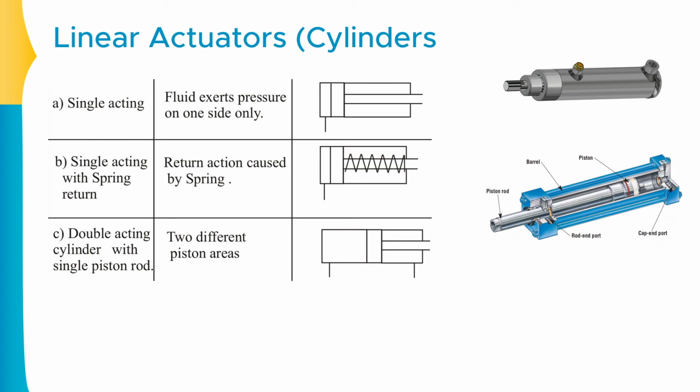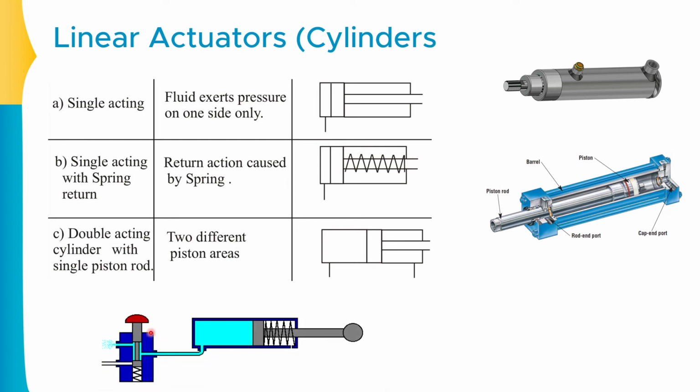Let me show you with one animation. This is the animation. As you can observe, the pressurized flow is coming from here and it is moving this piston to the right side. Once the pressure is removed, the piston will return itself with the help of the spring force. So this is what happens with the single acting cylinder with the spring return mechanism.